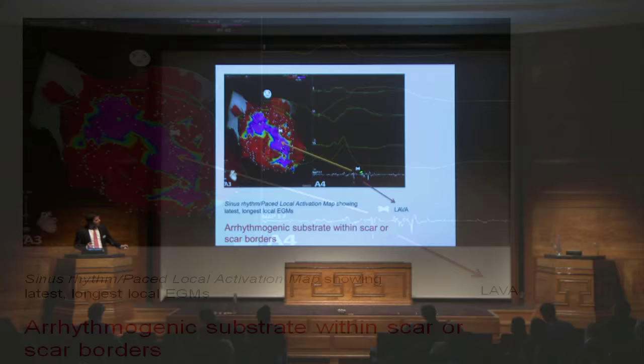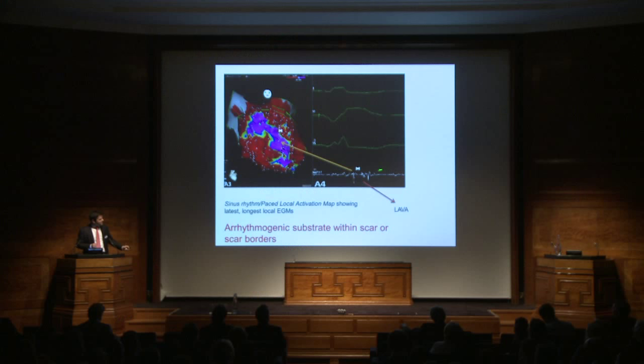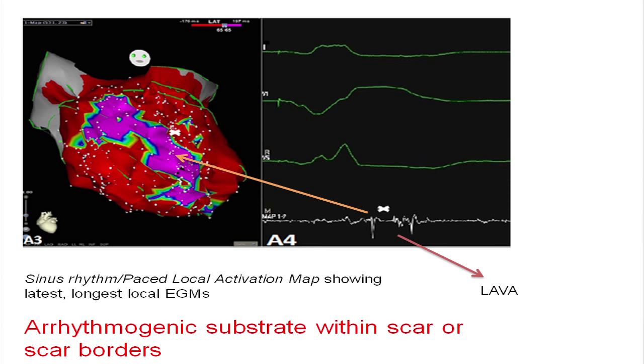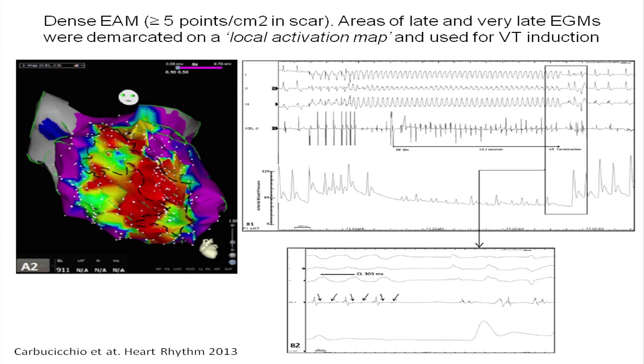Remember, electricity should travel in a nice wavefront very fast in the myocardium at a rate of about 30 centimeters per second. But when it does this, and it takes about 120 milliseconds to get basically across a 3 millimeter distance, you know that that area is full of meandering and colliding wavefronts and slow conduction. So this is what we're looking for, arrhythmogenic substrate within scar or scar borders. And if you can identify that, you're better off, because you can then target most of this area rather than the whole scar that I showed you, induce VT from these areas and ablate them, and show that you stop VT and stop VT being induced subsequently.